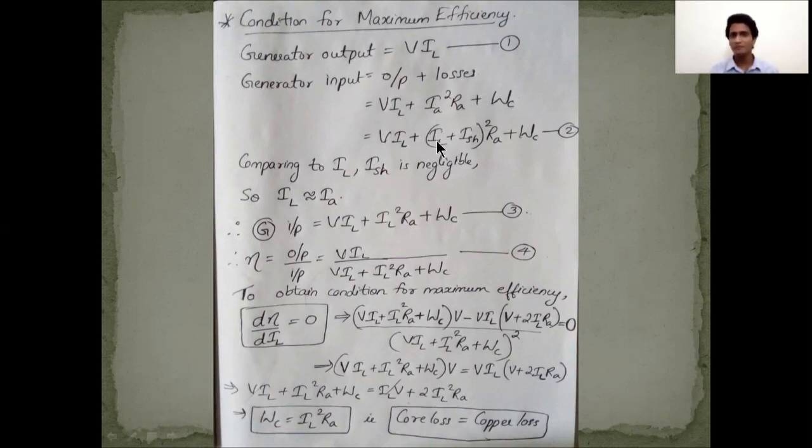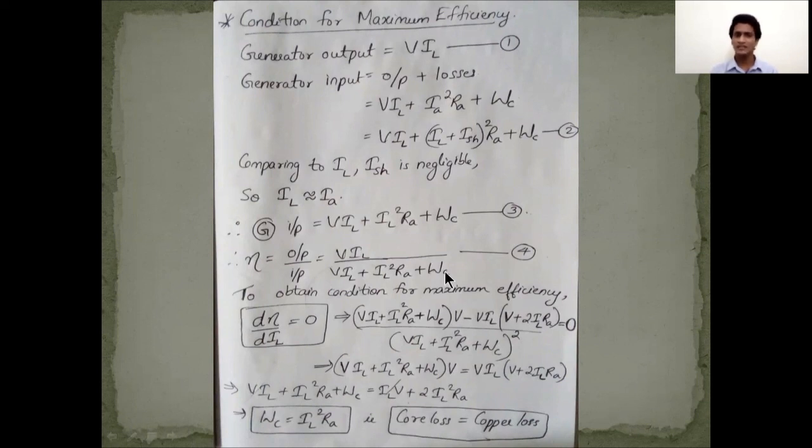So here IA can be replaced as IL plus ISH. So input is V into IL plus (IL plus ISH) the whole square into RA plus WC, where WC is the constant losses. Compared to IL, the value of ISH is very small, so we can neglect ISH and consider IL approximately equal to IA. Then generator input is equal to VIL plus IL square RA plus WC. We know that efficiency is equal to output by input. Output is V into IL divided by input, which is VIL plus IL square RA plus WC.